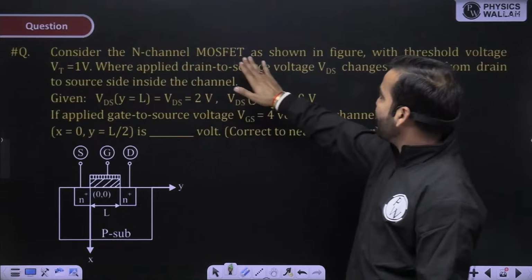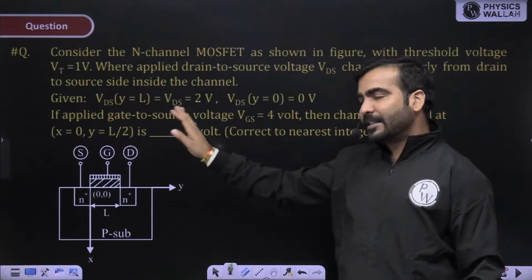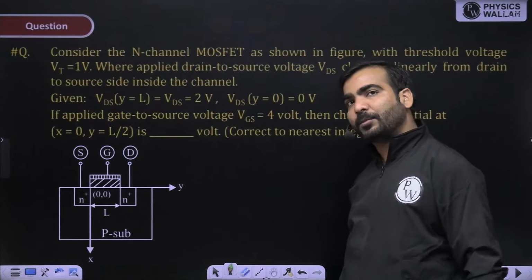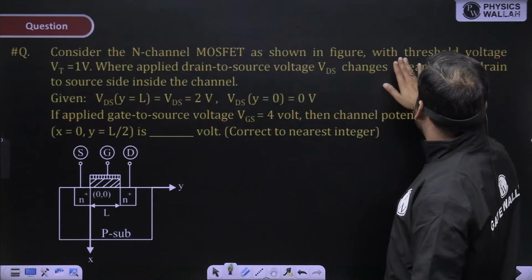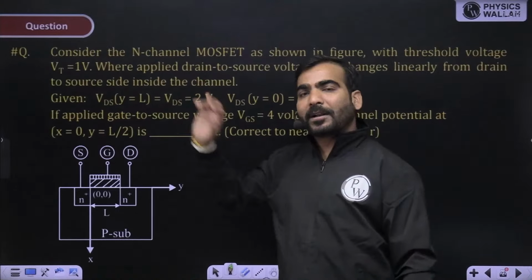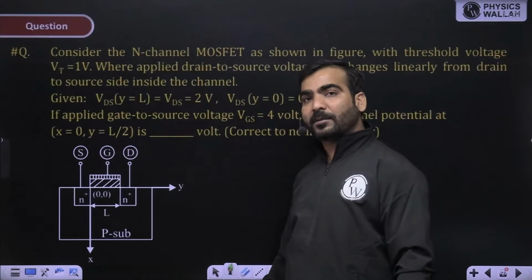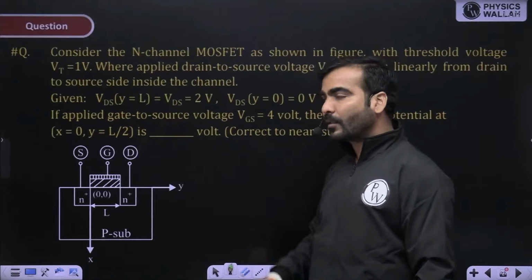Consider the N-channel MOSFET as shown in figure. This is your N-channel MOSFET. Let's see how much dhurandhar you people are. With the threshold voltage VT equals to 1 volt. Threshold voltage of this MOSFET is 1 volt. This is again framed by me.